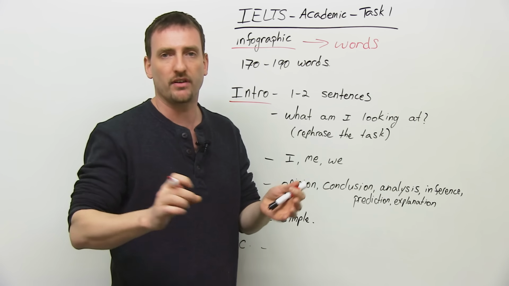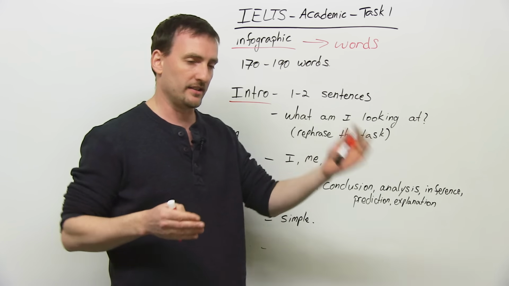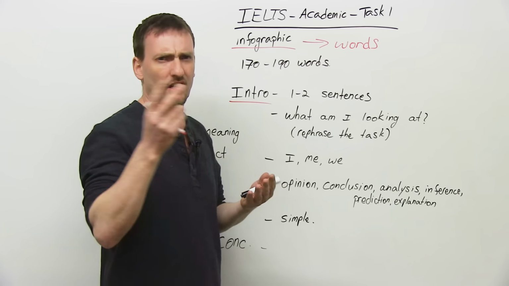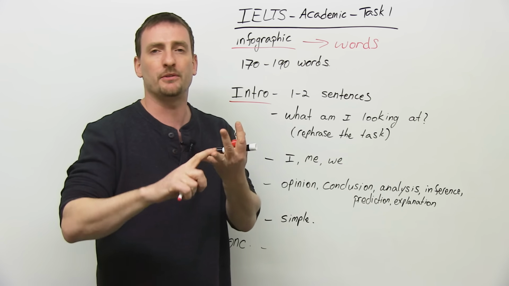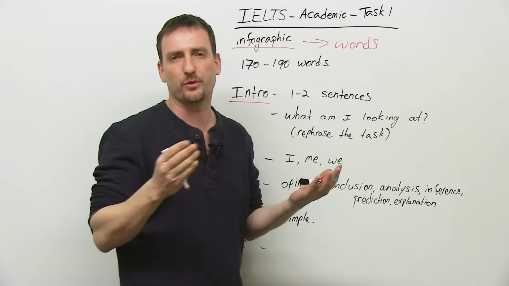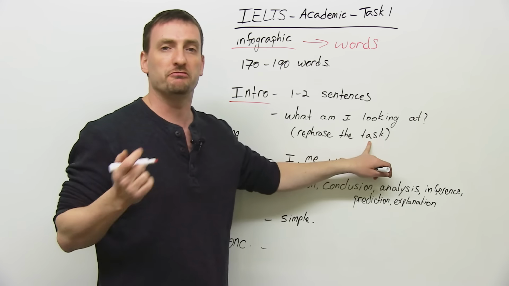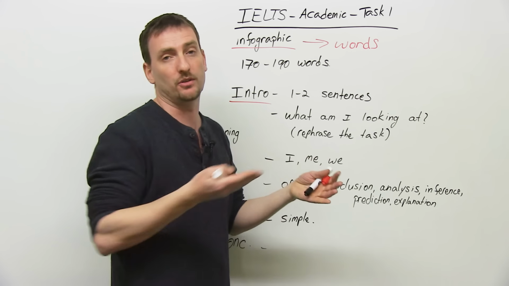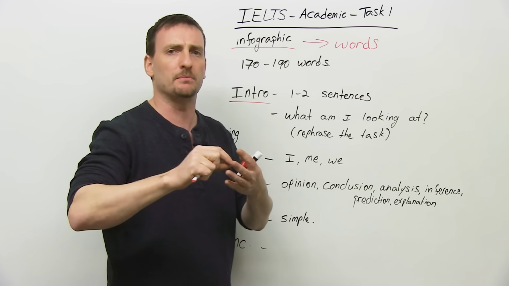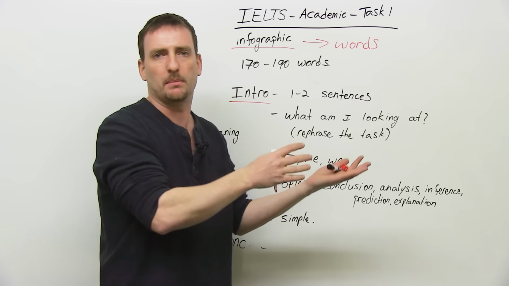I'm looking at a graph. I'm looking at a table. This table shows. This table demonstrates. This diagram shows, illustrates, demonstrates. You don't need that many words. Illustrates, demonstrates, shows. Whatever they wrote in the task, use one of the other words in your introduction. Okay? Basically, that's what you're doing. You're rephrasing the task. They tell you what you're looking at. They say, look at the following graph about this and that and summarize what it says. Okay. This graph shows blah, blah, blah.